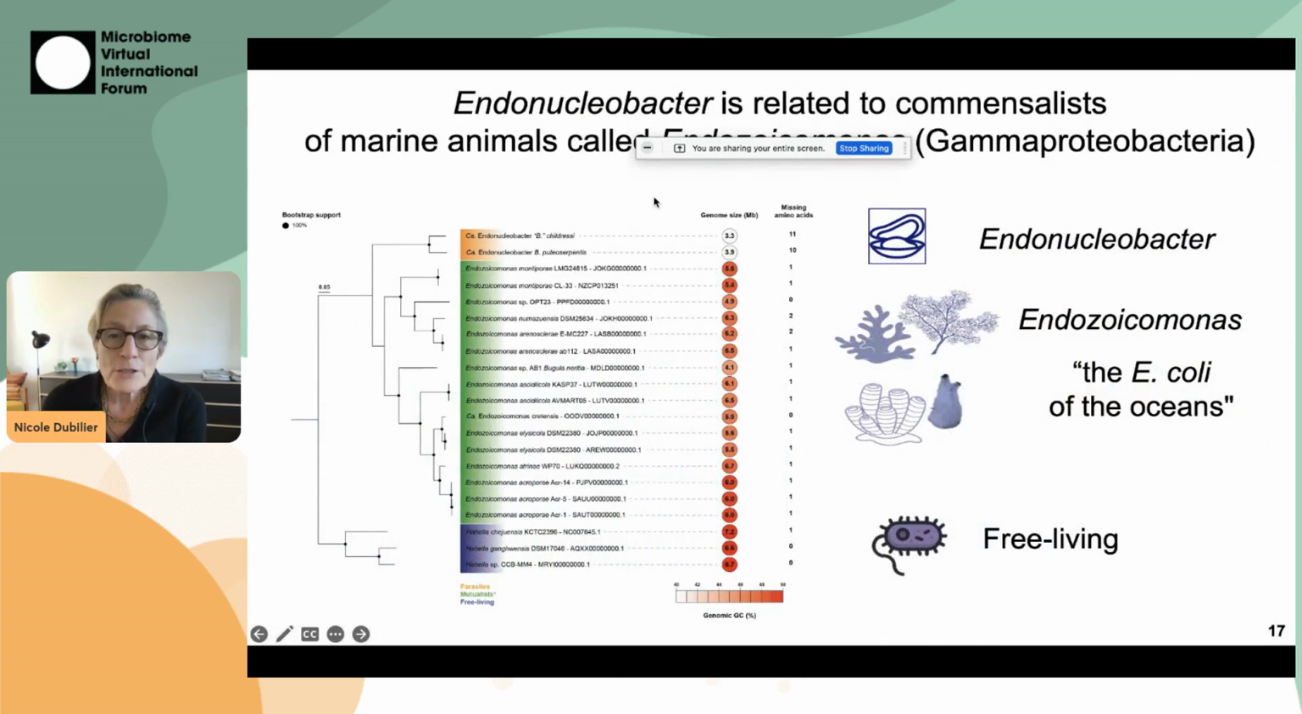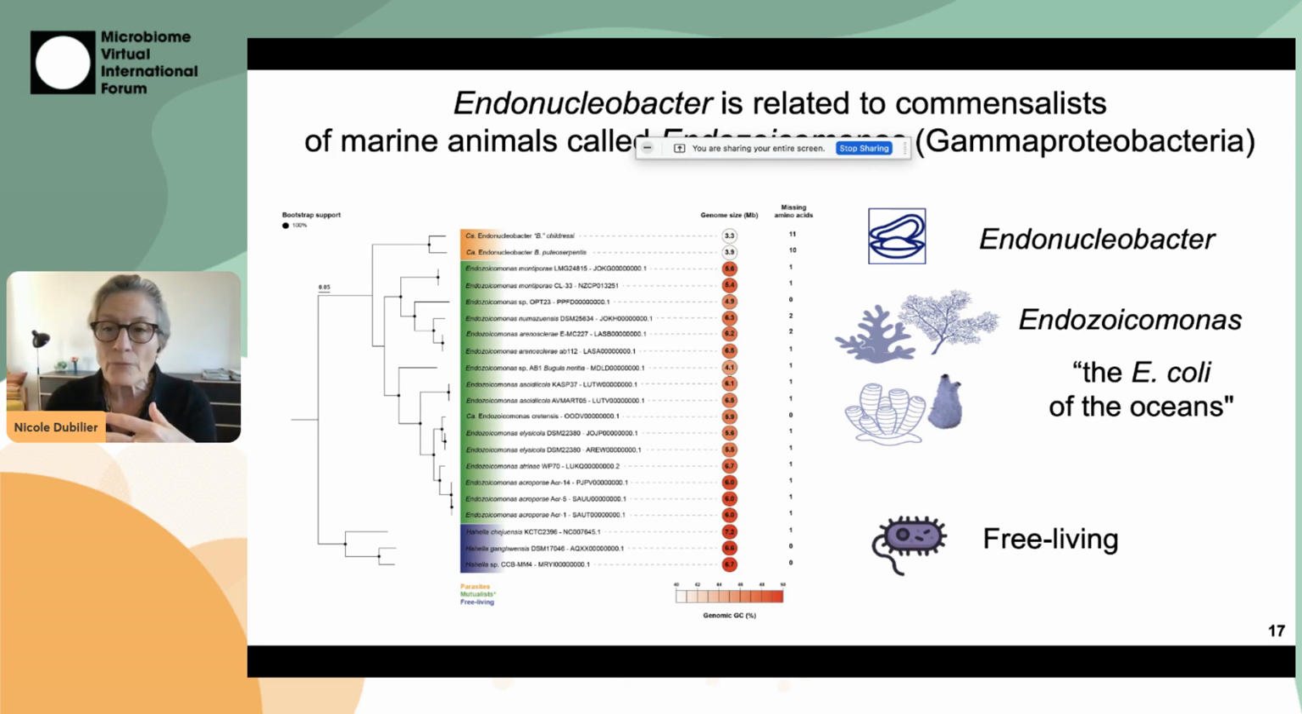And as I mentioned, they're related to shallow water bacteria. What you see here is a phylogenomic tree. Up here is Endonucleobacter. And it's intriguing that they're related to a shallow water symbiont that we like to call the E. coli of the oceans. It's been found in quite high abundances, for example, in corals. And there's a nice paper that came out about it, which is frenemies of the reef.